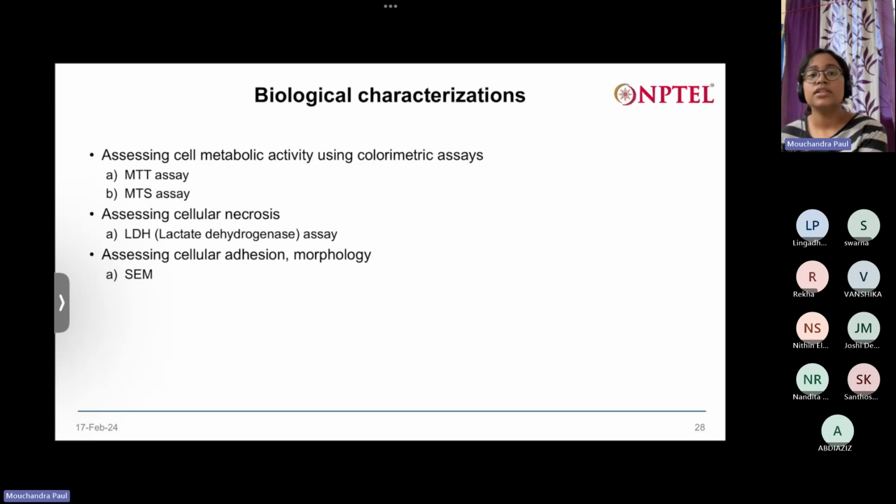Then, it is not desired that a biomaterial should cause necrosis. Okay, because after all you're using that biomaterial to promote cell growth, so that it helps in regeneration inside the body. But if suppose it does cause necrosis, we have to assess that as well.